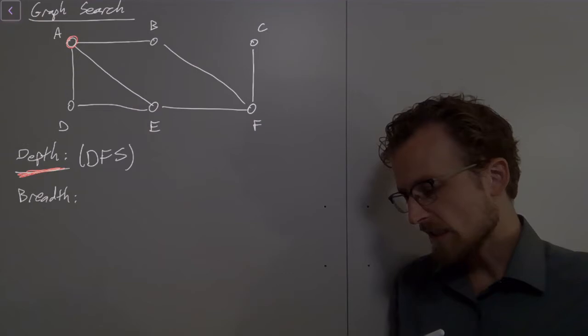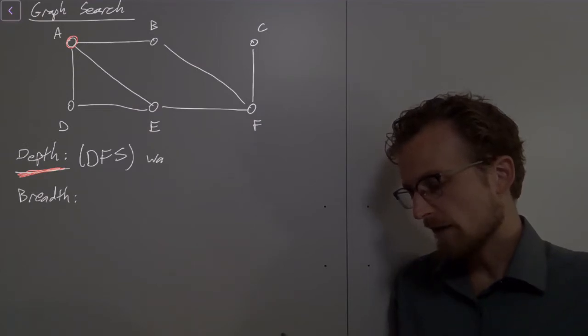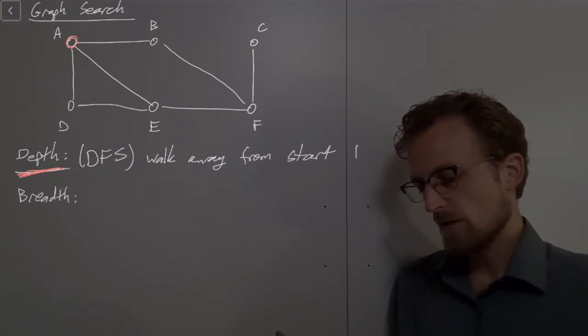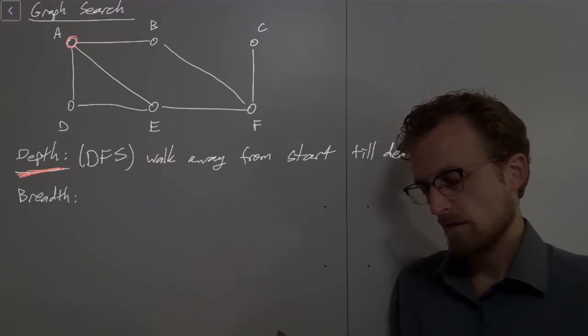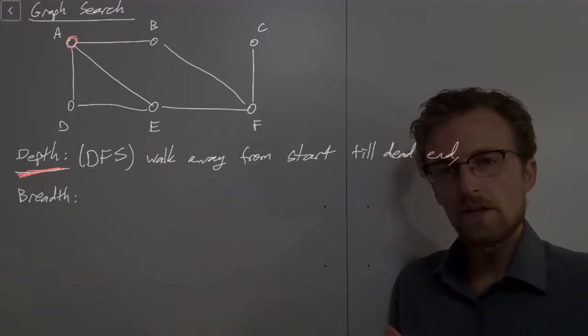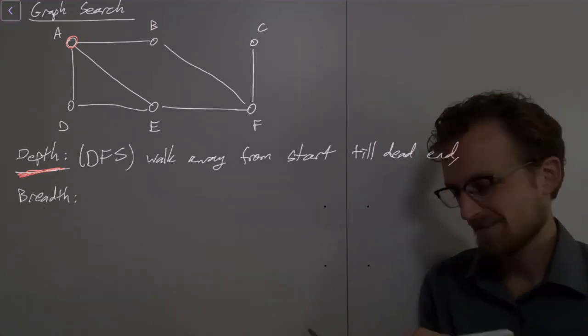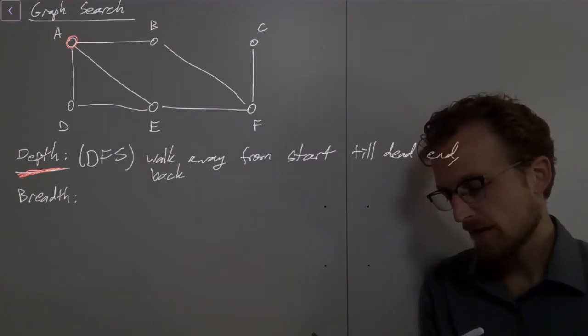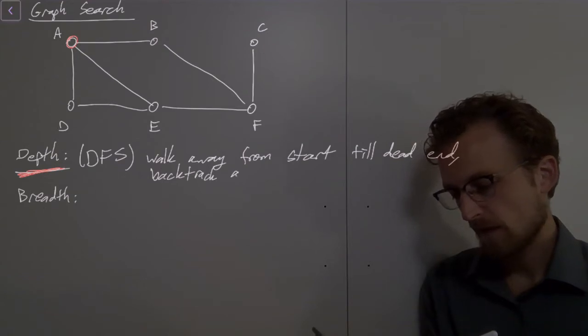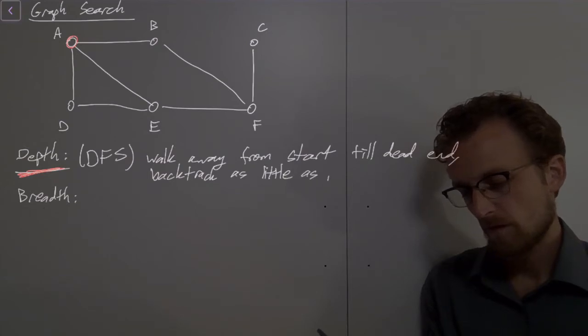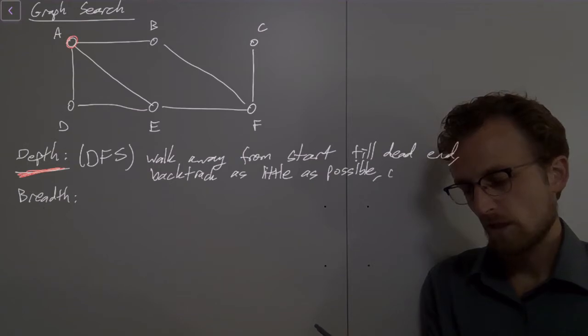So depth first search basically means walk away from start till you get to a dead end, and then you backtrack as little as possible, and then continue, right? So you then backtrack as little as possible, then continue.